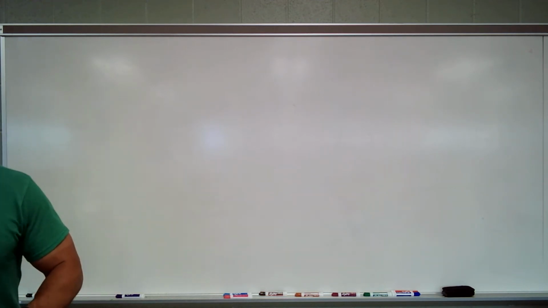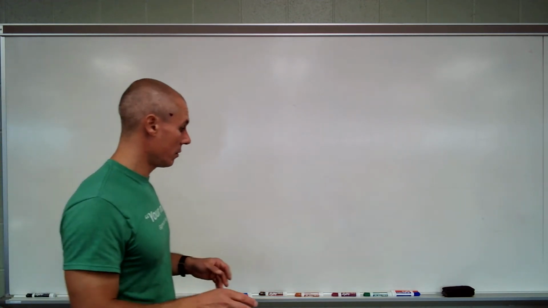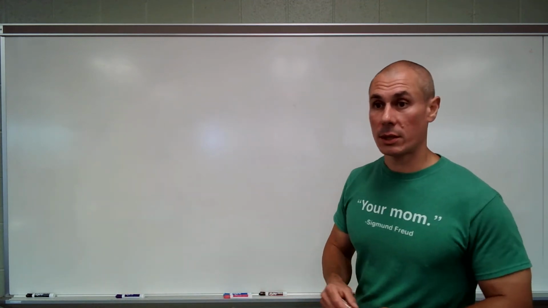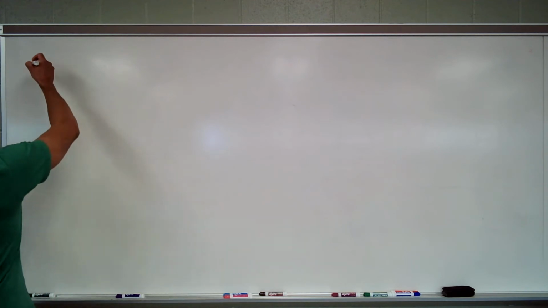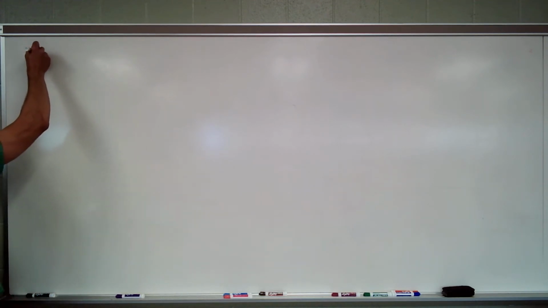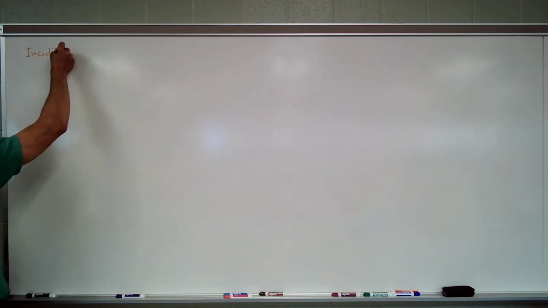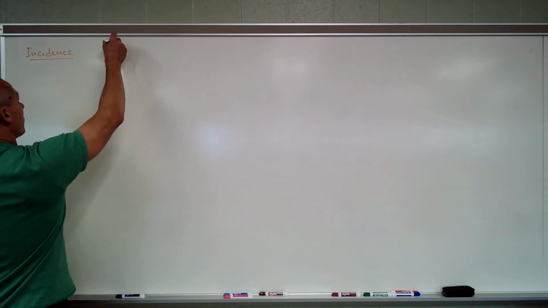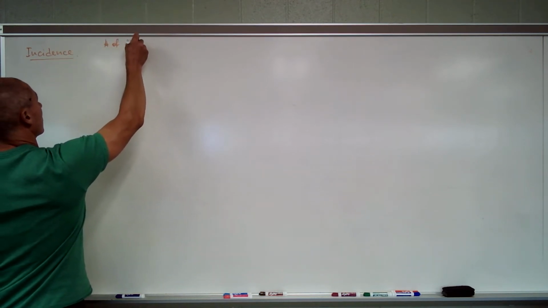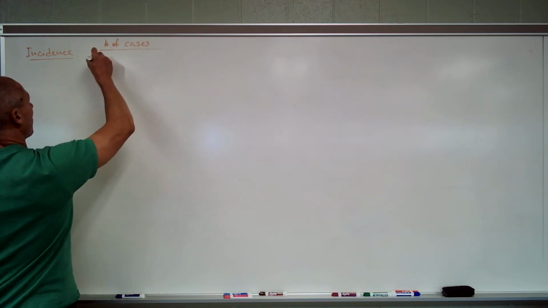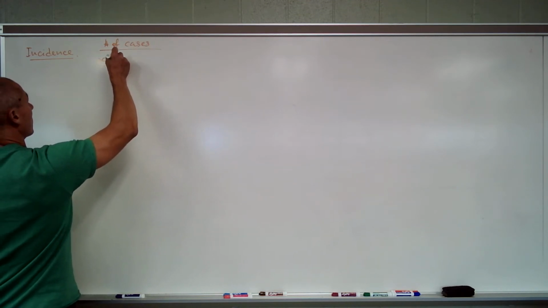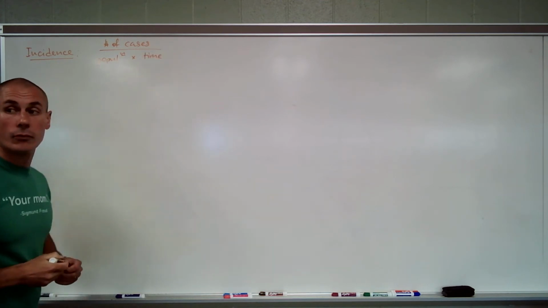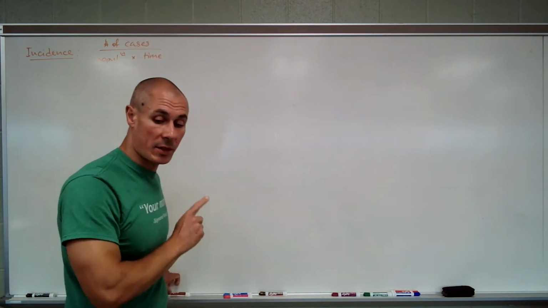Now, a couple more sort of epidemiology features. So first, terms, let's talk about prevalence and incidence. So incidence is the number of cases per population per time. That's important. Time is involved.